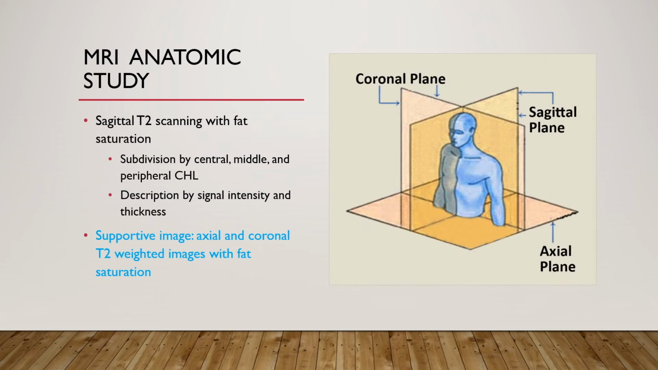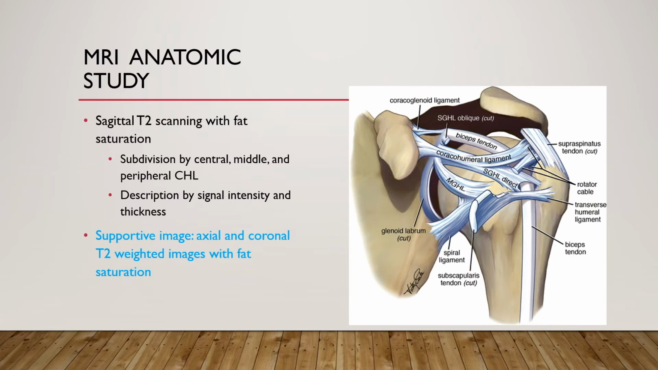There are three directions of MRI scan. I prefer sagittal T2 scanning with fat saturation because it is very sensitive to pathology and shows the whole picture of the cut section of the coracohumeral ligament. In the sagittal image, I'm going to subdivide it into central, middle, and peripheral coracohumeral ligament.